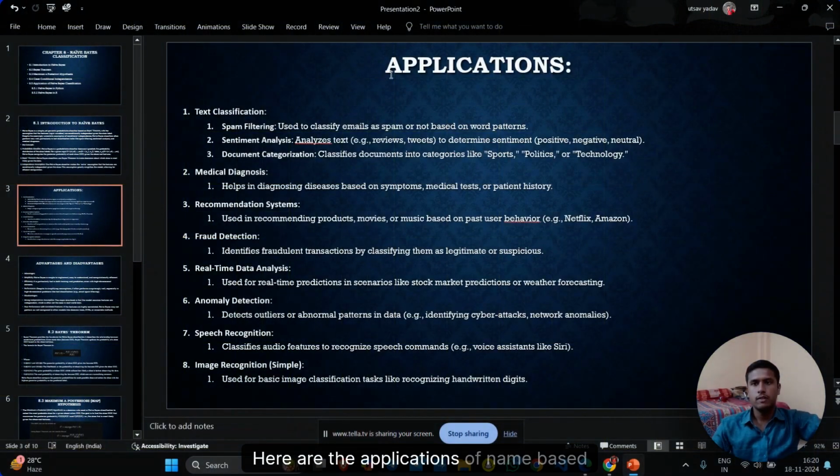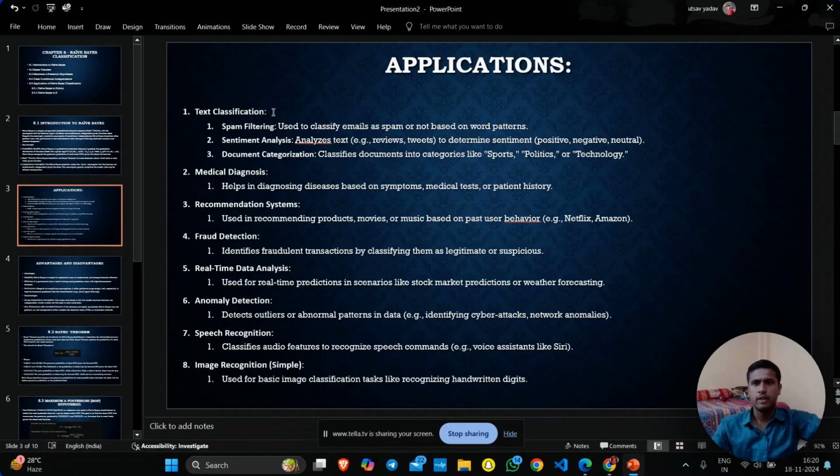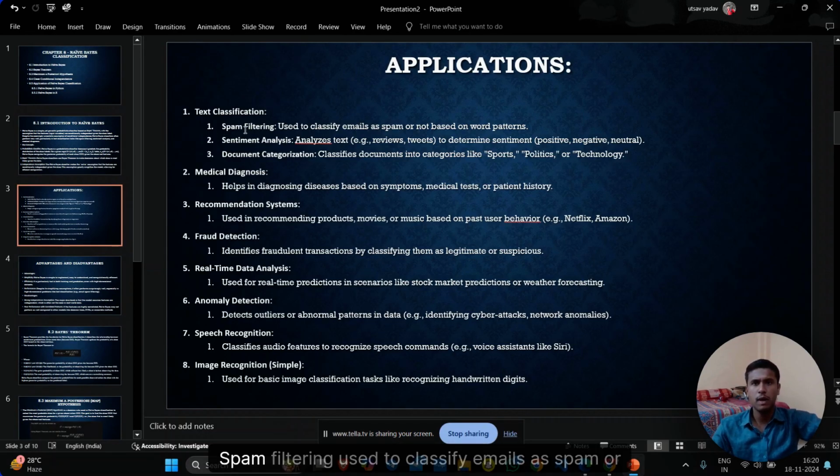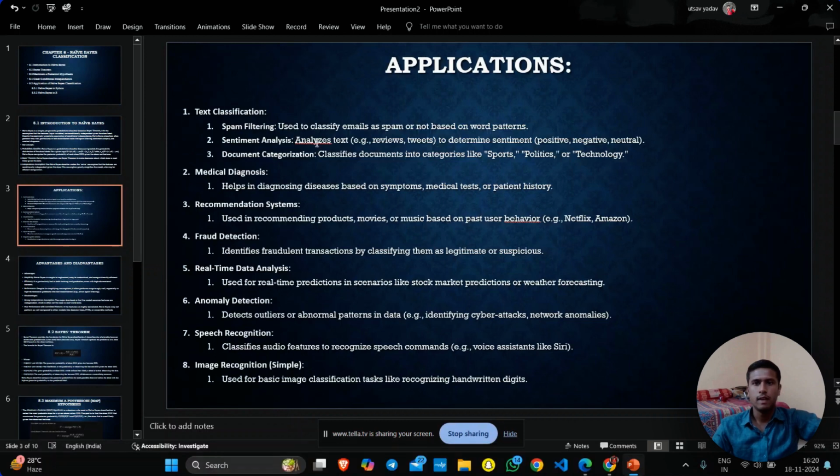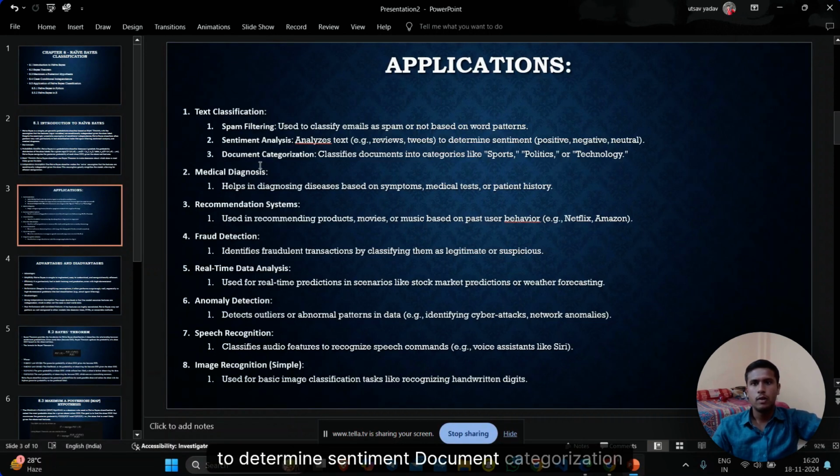Here are the applications of Naïve Bayes classification. First, text classification. Further classifications in text classification are spam filtering, sentiment analysis, and document categorization. Spam filtering is used to classify emails as spam or not based on word patterns. Sentiment analysis analyzes text to determine sentiment. Document categorization classifies documents into categories like sports, politics, or technology.